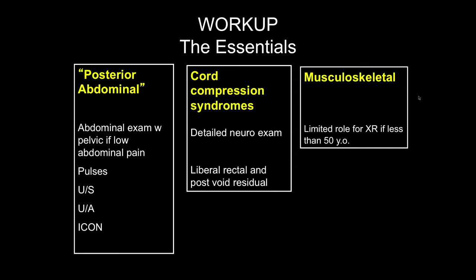Cord compression syndromes is just really about that neuro exam that we discussed. I mean, you get a motor exam of the lower extremity, you got your focus on the bowel and bladder exam, and then that's really what you got. And if you don't have any of those, you're probably dealing with musculoskeletal pain that's going to go home.